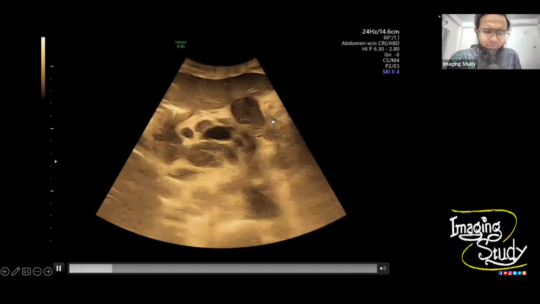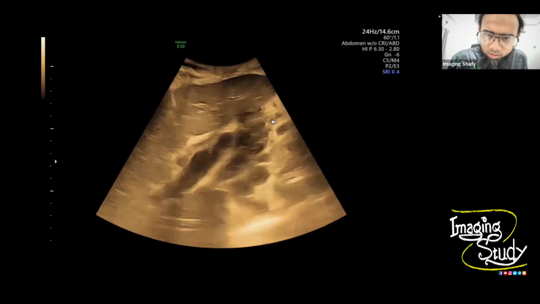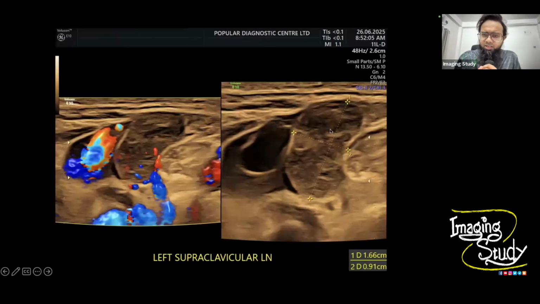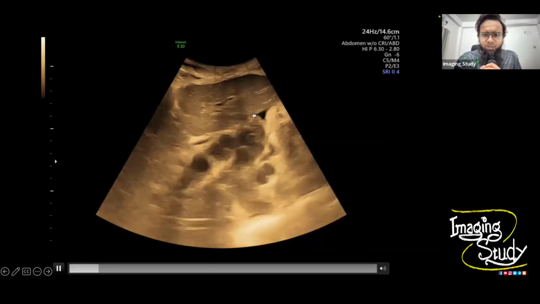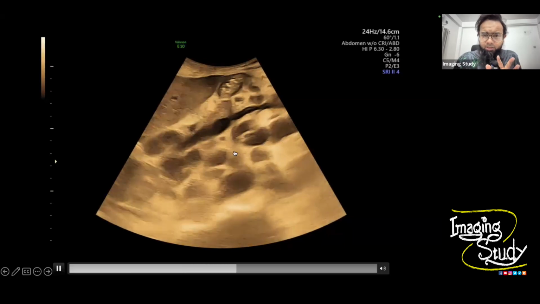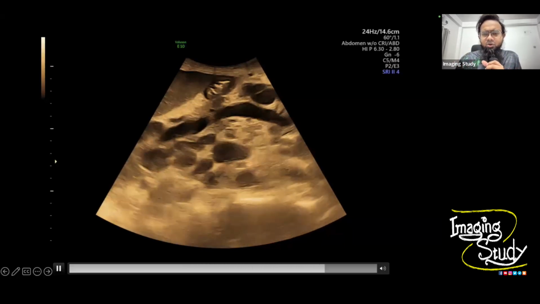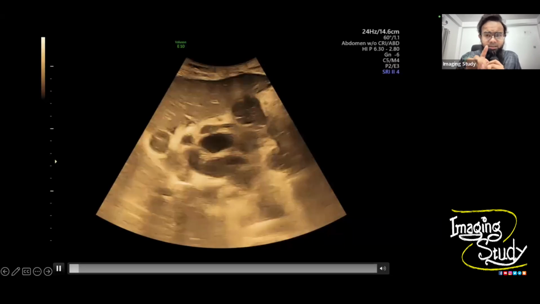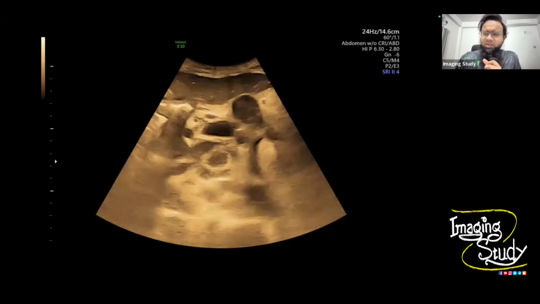Can you remember the left supraclavicular lymph node? Let me show you again. I think this one. You see the texture of this lymph node. Now let's look at the abdominal ones. Let me just open it. You see the texture is quite similar. It's hypoechoic, some reticulation-like internal appearance, and all these are same. That means they are all of similar type. Now what it can be?